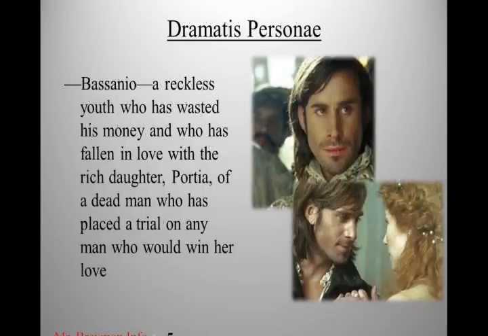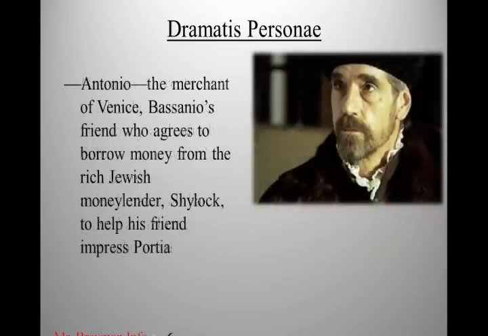Right, so let's turn to the play itself, right? And we'll look at the characters first, the Dramatis Personae. The first one is Bassanio. He's kind of a reckless young man who's wasted his money. He's kind of a playboy and a partier, and he's fallen in love with the rich daughter, Portia. She's the daughter of a rich man who's dead, and he's placed a trial on any man who would win her love. So Bassanio's going to have to meet and succeed in this challenge if he's going to get the woman of his dreams.